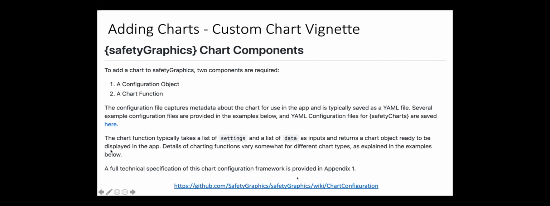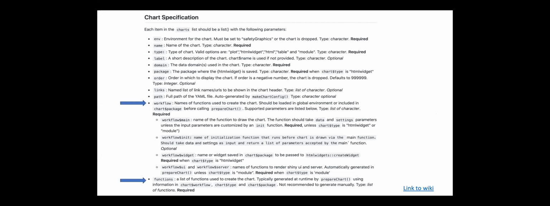This is quoting directly from that chart config wiki. So you're going to need a configuration object and a chart function in general, as I said before. And there's a lot of additional information in the wiki. The chart functions are generally in that config file. You're going to want to have that workflow defined. And there are different items in the workflow that apply to different chart types.